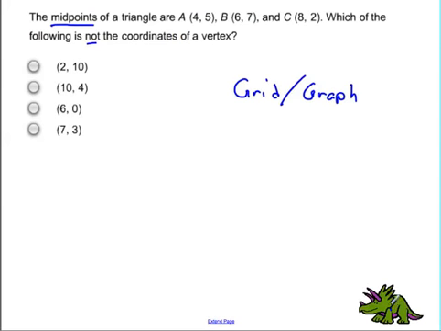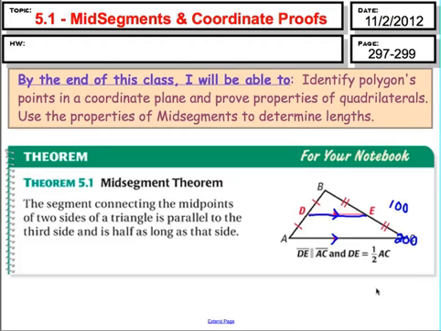Again, our goals for this class were actually pretty simple. We were just going to look and identify polygons, points in the coordinate plane. That's what I'm having you do before class. Prove the properties of quadrilaterals. We kind of talked about that a little bit. And we really are using the properties of midsegments to determine lengths. In class, we'll get more details, and hopefully you'll be able to do well.